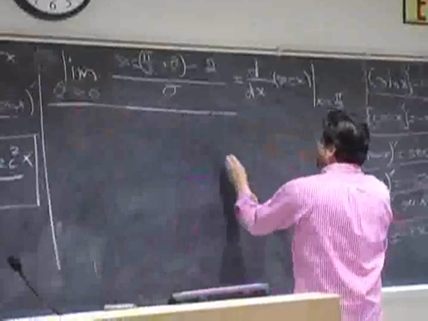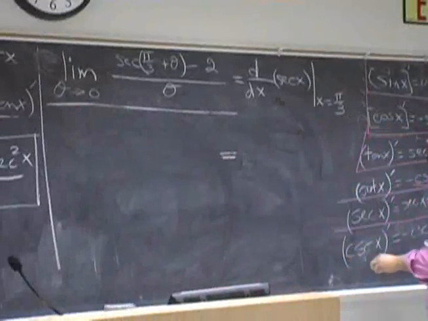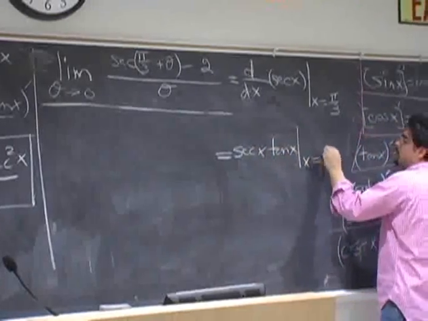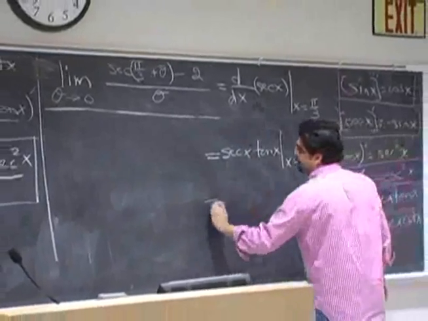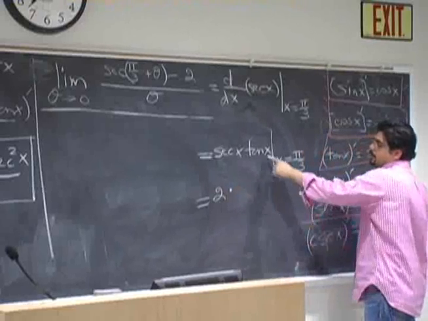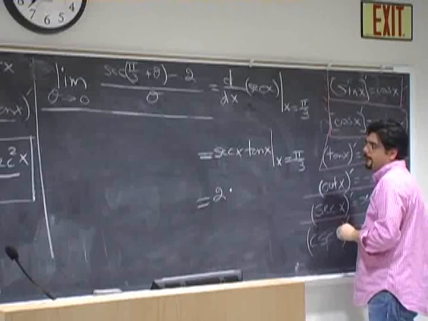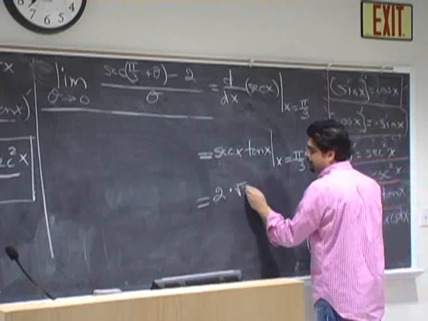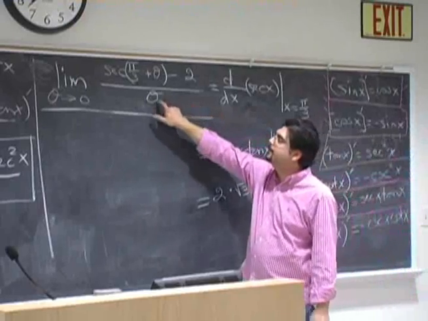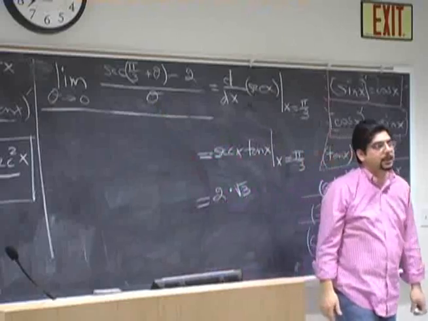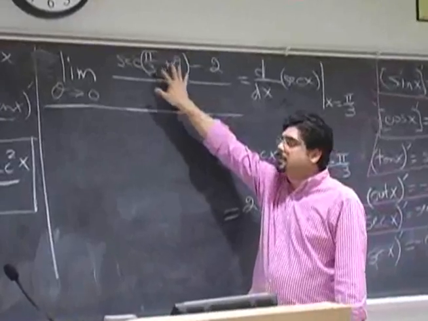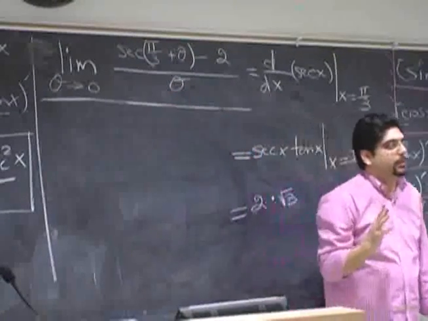So, what is the derivative of secant x? Secant x tangent x, when x is equal to pi thirds. So let's plug in pi thirds. That would be 2 times tangent of pi thirds, which is radical 3. The answer is 2 radical 3. And that's the value of this limit, which would have been pretty complicated if you started doing things like 1 over cosine of this and then maybe using L'Hôpital's rule, and that would be pretty tough.